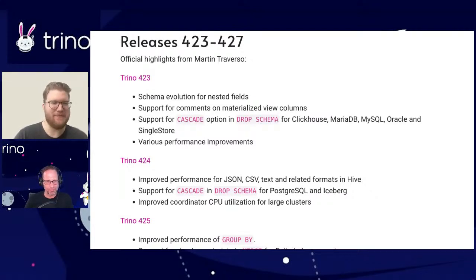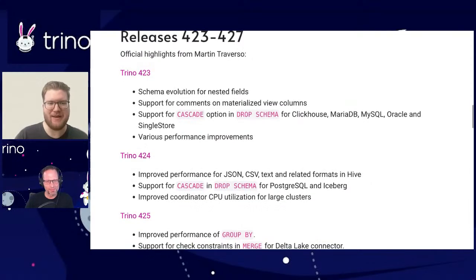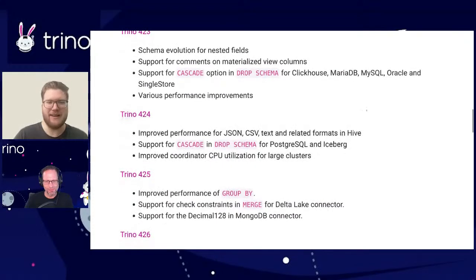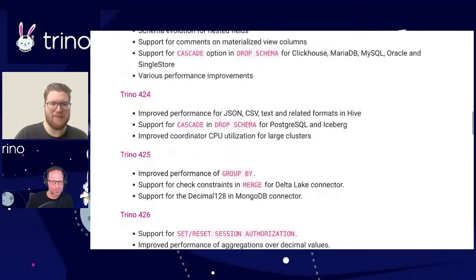connectors. Various performance improvements. Martin actually calling out various performance improvements. We don't normally mention that. There's always performance improvements, but 423 did have a lot of them, so that is fair on his end. 424 brought us improved performance for various formats in Hive and improved coordinator CPU utilization for large clusters. So if you're running Trino at a big scale where you've got lots of users, many nodes, then your coordinator is going to be a little less burdened, which will help.